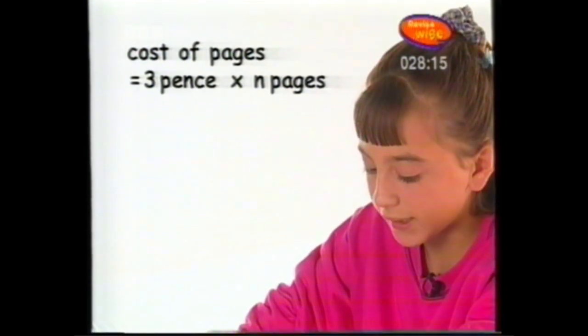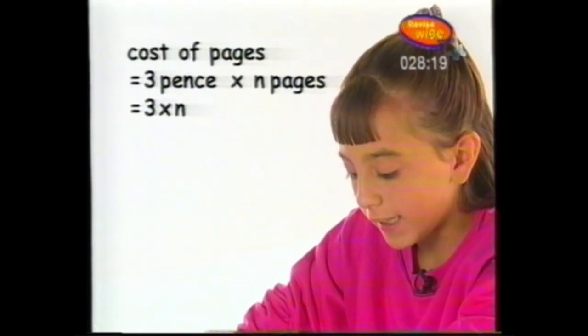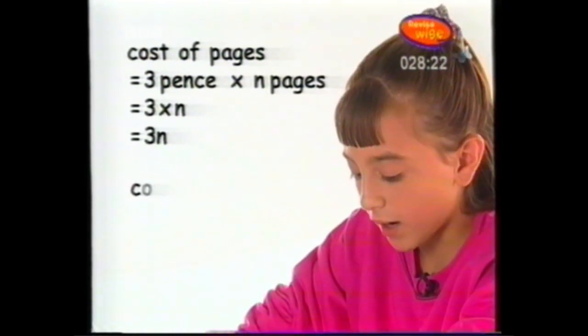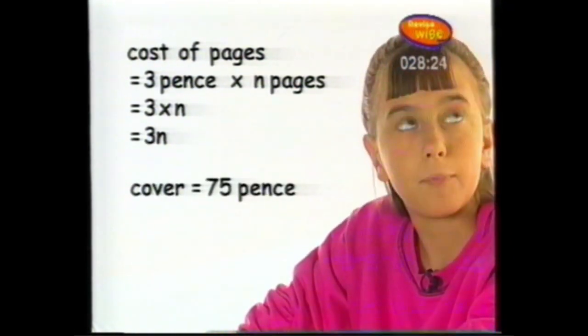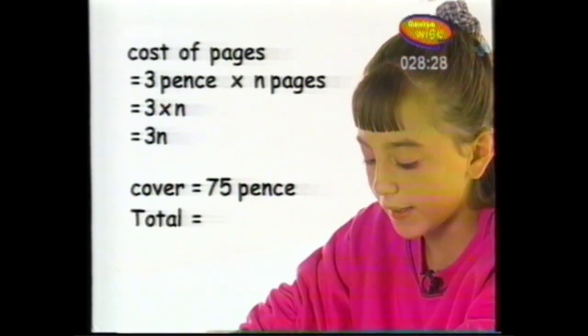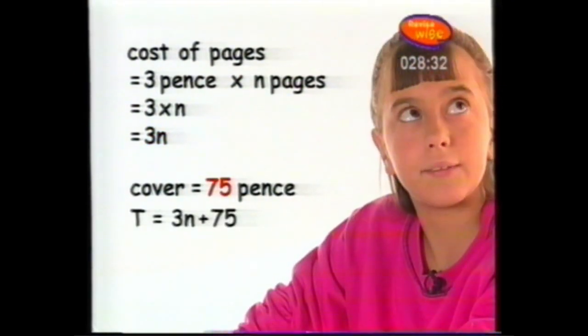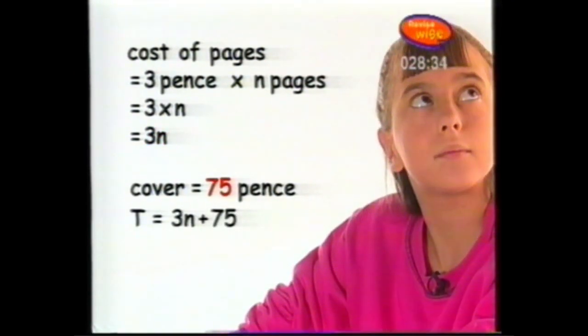the cost of the pages is 3 times N. Then I need to add the cost of the cover, that's 75 pence. So the total cost in pence, that's T, equals 3N plus 75. In the box it goes.